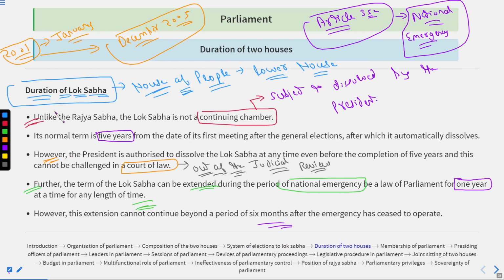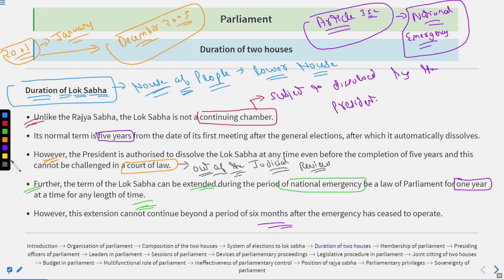Thereafter, after the duration of the 2 houses, now we have the membership of Parliament, but I don't think that we have sufficient time to start it. All right. So students, in this lecture, we have finished here. We have seen the sessions and the durations of the 2 houses. We had seen why the Rajya Sabha is considered an upper house and why the Lok Sabha is considered a lower house. Thereafter, we saw the powers of the president regarding these 2 houses. And we also saw that whenever the national emergency is in force, the tenure of the Lok Sabha could be extended up to 1 year.